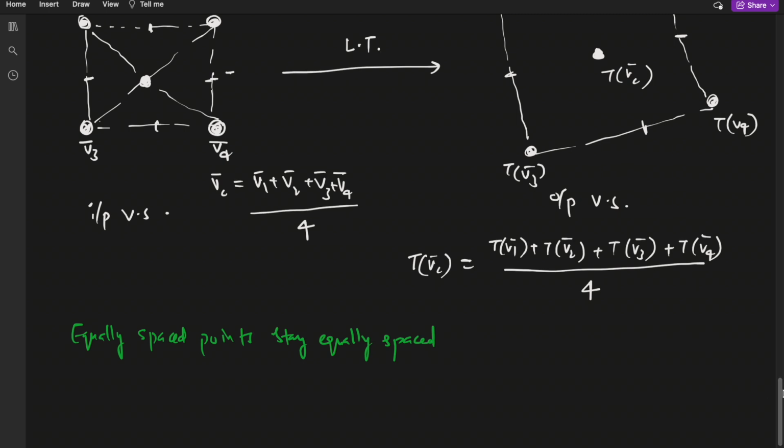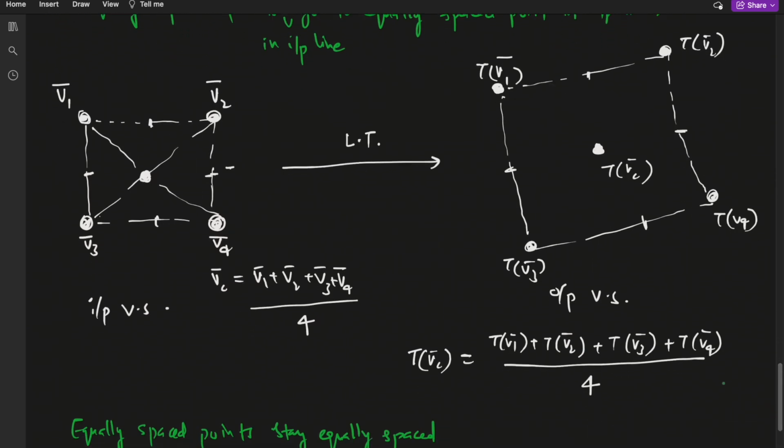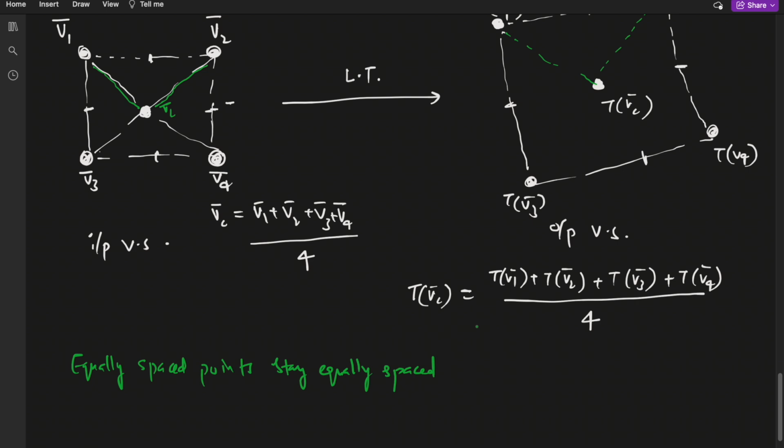All right, so if you see, before transformation, this is VC, the centroid. The spacing between VC and V1 is the same as the spacing between VC and V2, because this is a square, right? The same will happen here as well. Even after transformation, this should be preserved: the distance between TVC and TV1 should be the same as the distance between TVC and TV2. This needs to be preserved. So equally spaced points stay equally spaced even after the linear transformation.